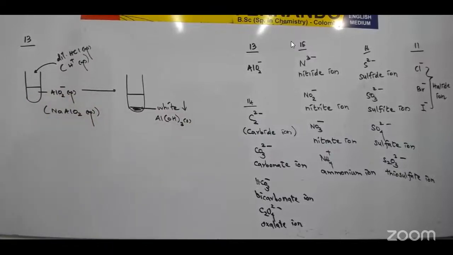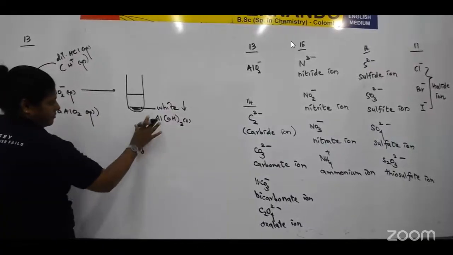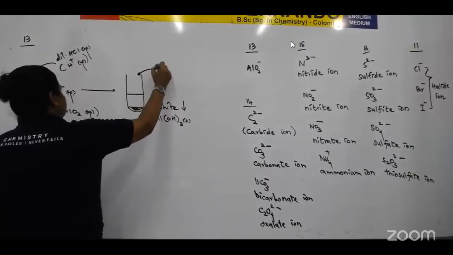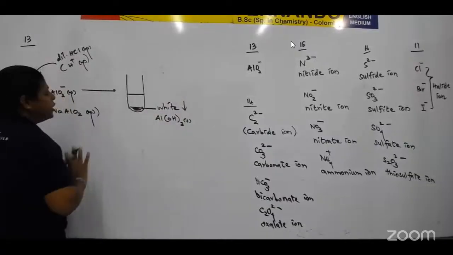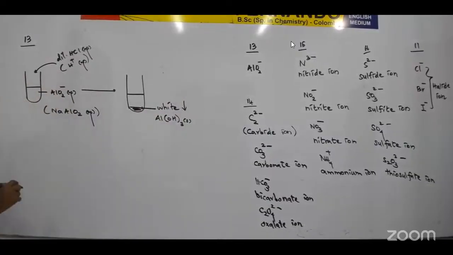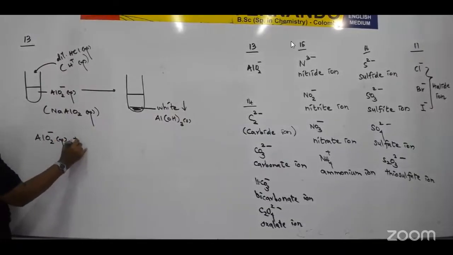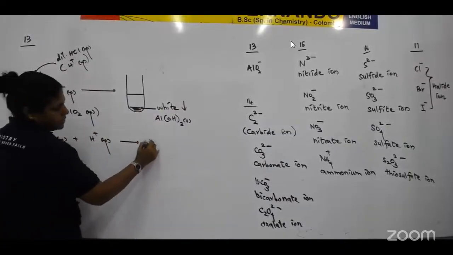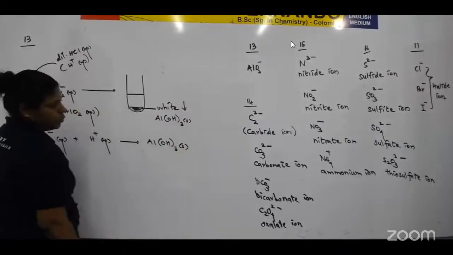Aluminium hydroxide. When you add excess, oh no, we stop it. Right, aluminium hydroxide. The reaction taking place here is: aluminate ion reacts with H plus, products: aluminium hydroxide white precipitate.